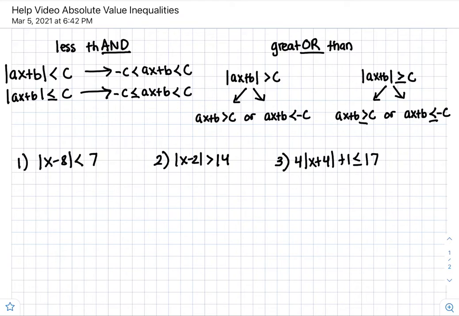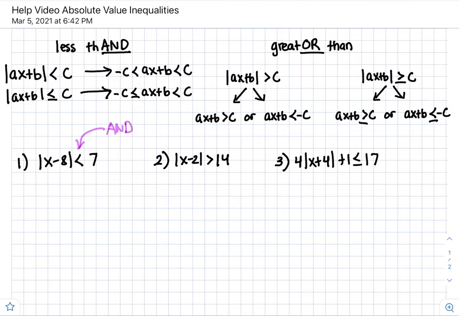So let's begin. Number 1, remember the absolute value sign has to be isolated. For number 1 and 2, it is. This is a less than symbol. So if it's a less than symbol, it's an and statement, which means we will be using these formulas right here.